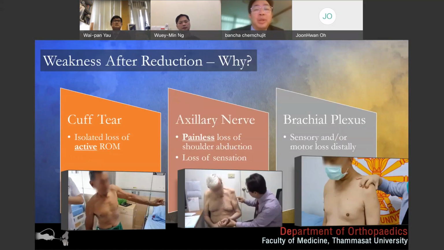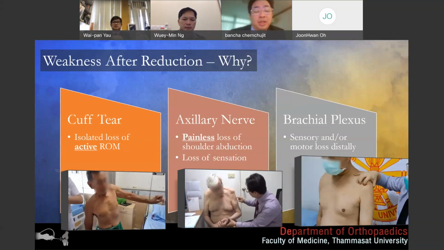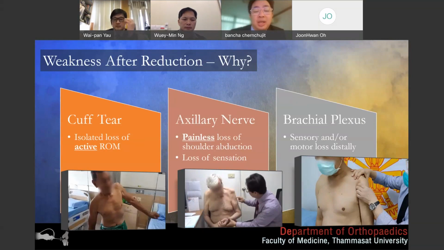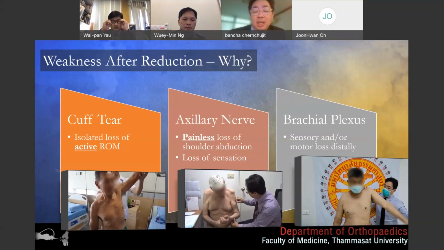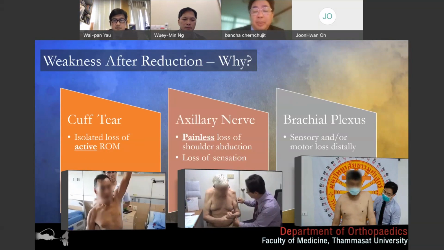For weakness after the reduction, why should you think about whether it is because of a cuff tear or not? The patient would have painful pseudoparalysis, or because of a nerve injury, axillary nerve or brachial plexus injury, that may have painless pseudoparalysis. Like the first patient has a massive cuff tear, the second patient has an axillary nerve palsy, and the third patient has a brachial plexus injury.